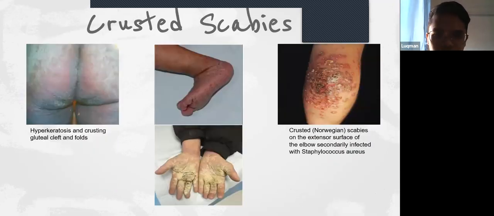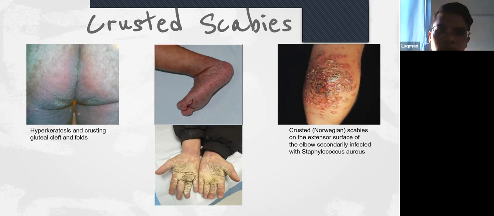The next is the image of crusted scabies. We can see hyperkeratosis and crusting at the gluteal cleft and fold, and you can see crusted scabies on the extensor surface of the elbow, secondarily infected with Staph aureus. And you can see the hand of the patient. There is hyperkeratosis at the palm of the patient.